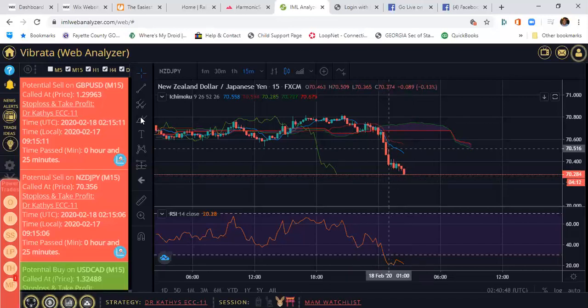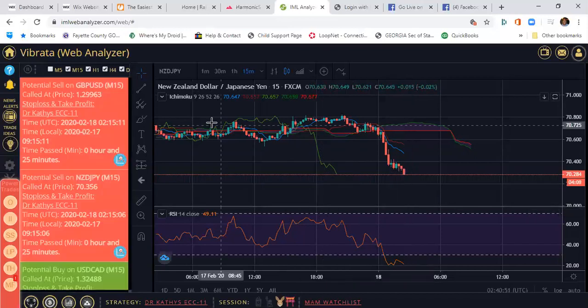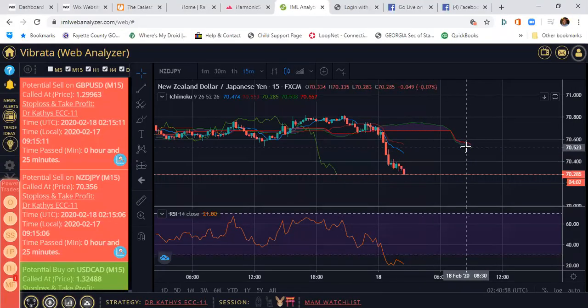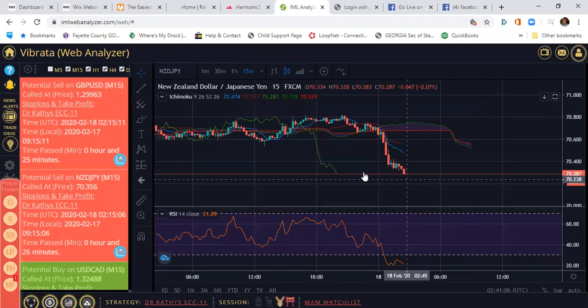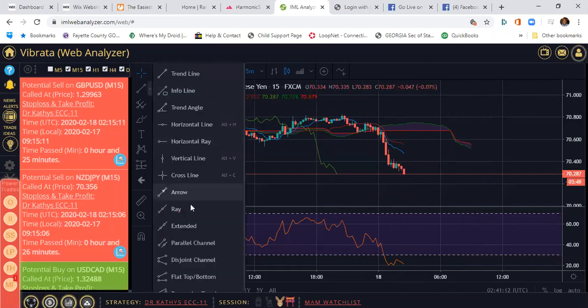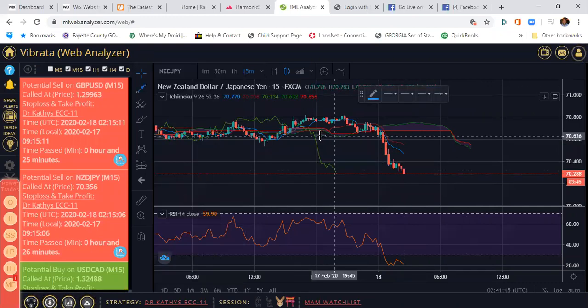What I like to see, if you're using the cloud, very easy, is this green line here shows us 26 periods in the past. This cloud itself shows us 26 and 52 periods in the future. This red and blue line shows us the path that the candles are doing now. What I like to see is distance in between all of these three, like three separate lanes. When you see it separated like that, that means that it's a strong current.